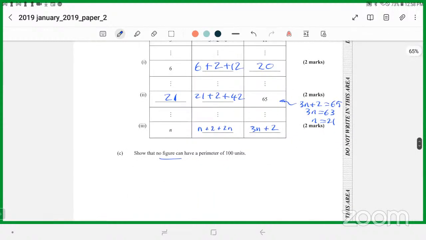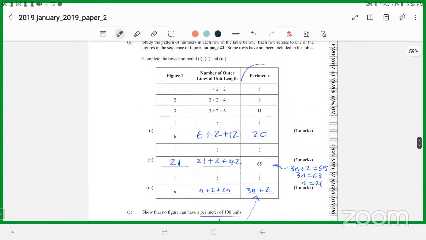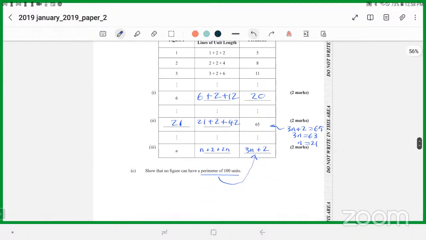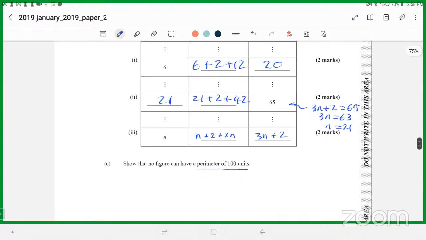Show that no figure has 100 units per meter. Remember the per meter is in this line, right? So basically you're saying that this formula can't equal 100 for a natural number n. A natural number is a counting number. That's what you need to show. So we put 3n plus 2 equal to 100 as if we're trying to find the value of n. And if the value of n is not a whole number, a natural number, it means there's no figure with 100 lines. So we're doing a test of 3n plus 2 equals 100.